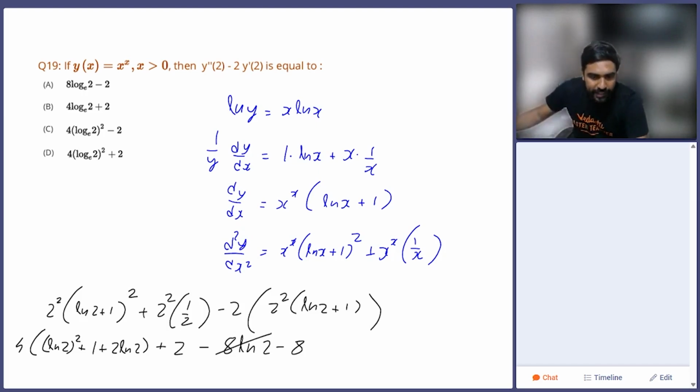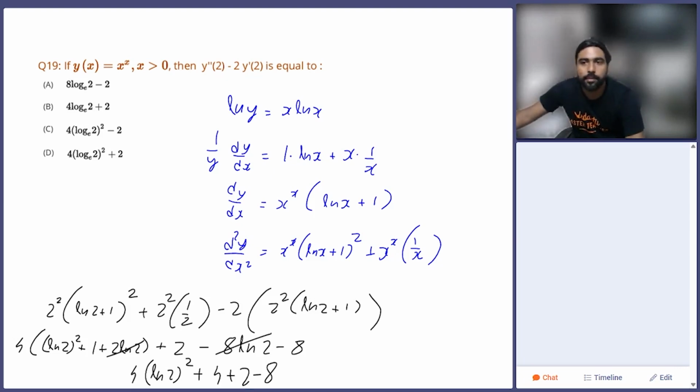So this 8 ln 2 and this 4 into 2 ln 2, I can cancel it out. Then what am I left with? I'm left with 4 times ln 2 square, plus 4 plus 2 minus 8. So basically what I'm left with is 4 times ln 2 square minus 2. Yes, option C will be the answer for this question. Option C will be the direct answer over here.